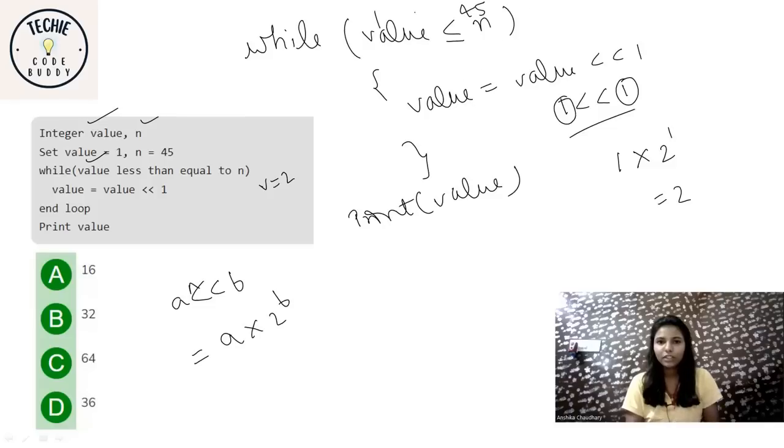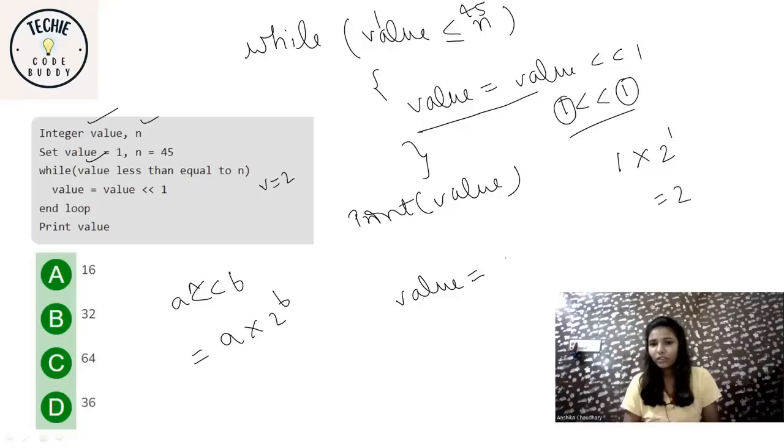Again, we will come into the while loop and check for the condition whether value is less than or equal to 45. Yes, now the value is 2 and it is less than or equal to 45. So we will come into the while loop. Again the operation is performed, so value will be updated.